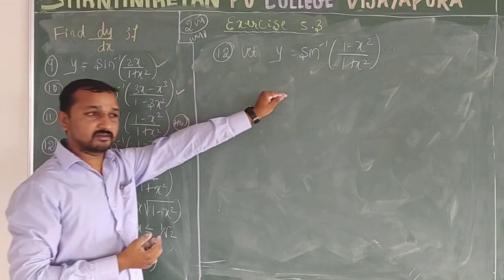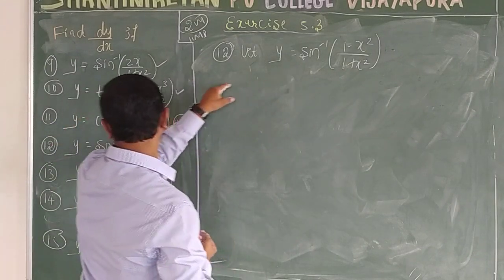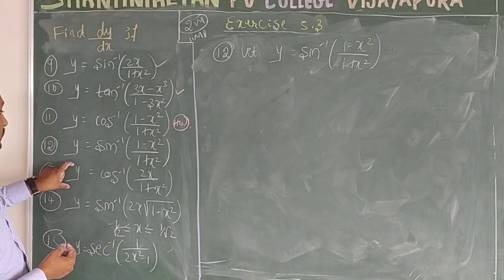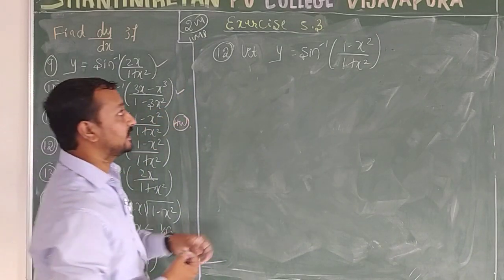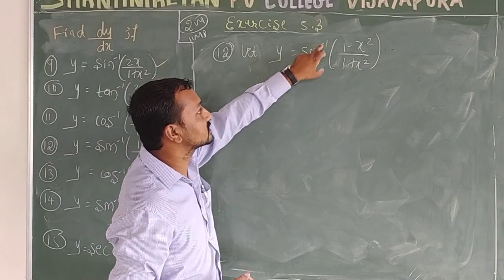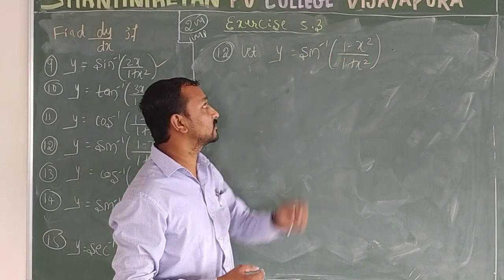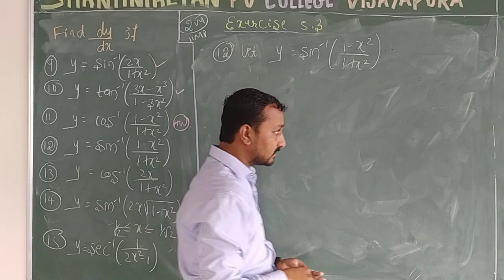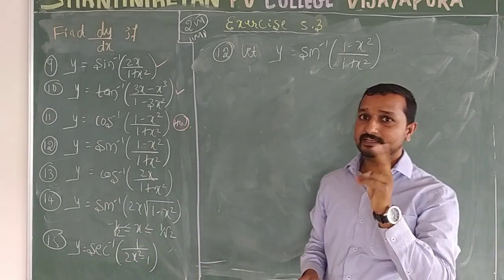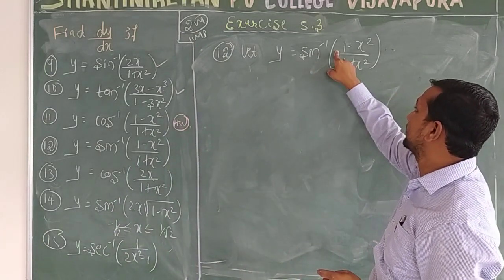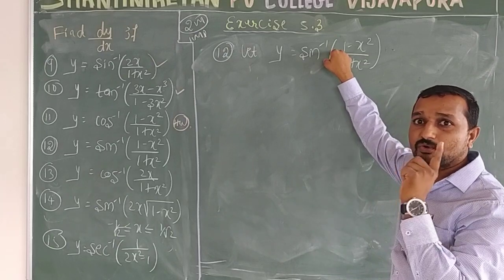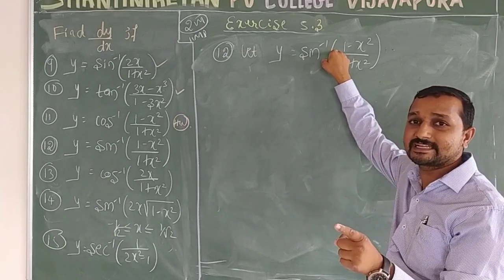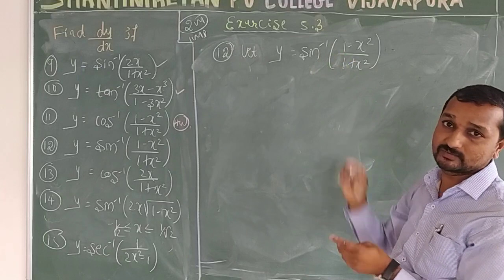The next example is also a somewhat different example, the 12th one as well as the 13th one. Here, what is the 12th one? y equal to sin inverse of 1 minus x square divided by 1 plus x square. So already we know there are only two formulas for the sin function. Here sin inverse is there, so in the bracket for sin, what is the formula? 2 tan theta divided by 1 plus tan square theta is the formula. But this is not possible here.